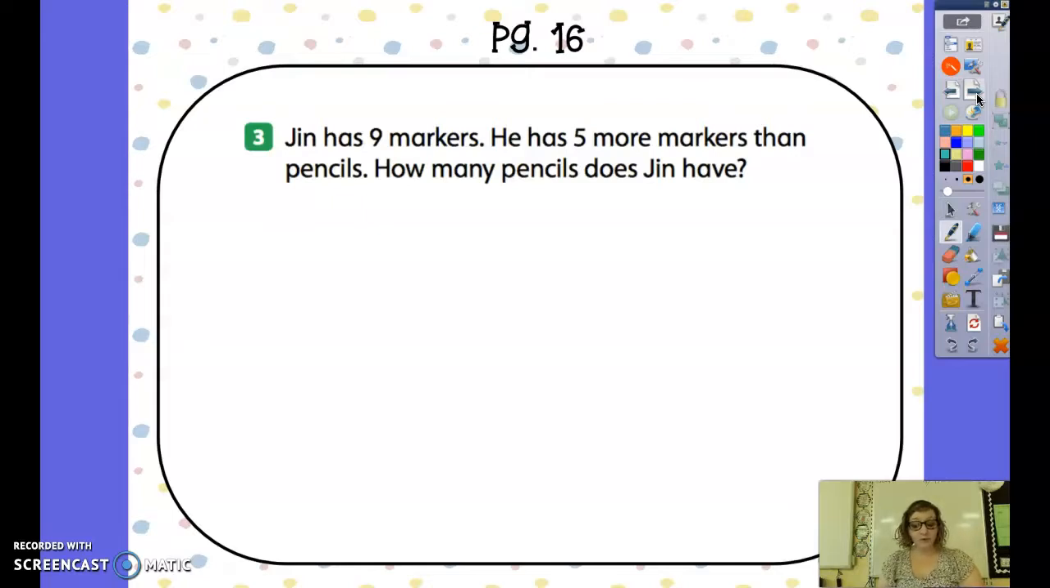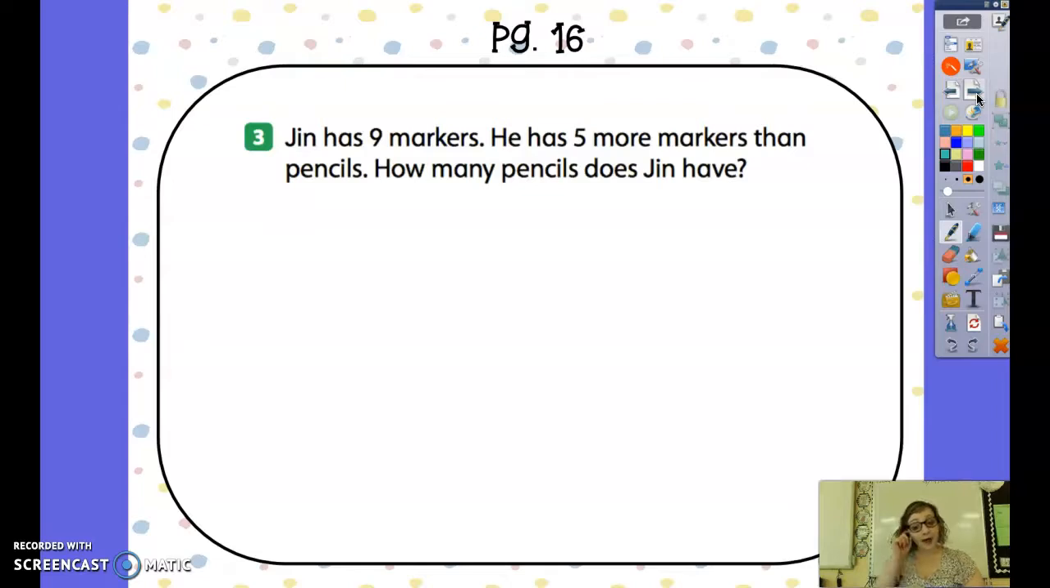He has 5 more markers than pencils. So how many pencils does Jin have? I want you to try to work this problem out on your whiteboard. So pause the video and take a minute to try to solve this without my help first.